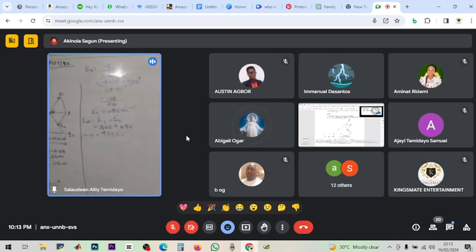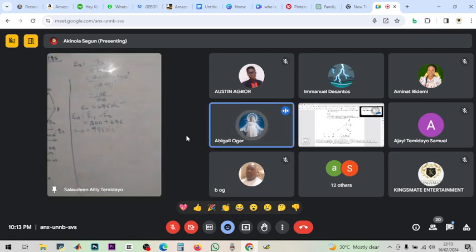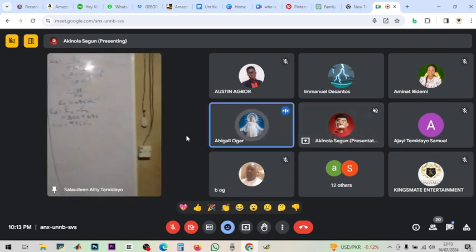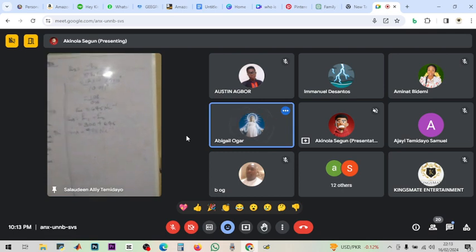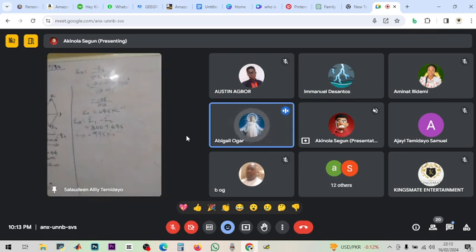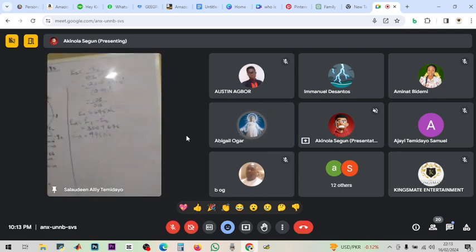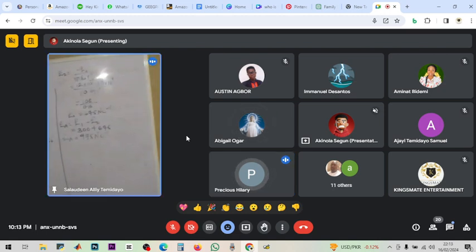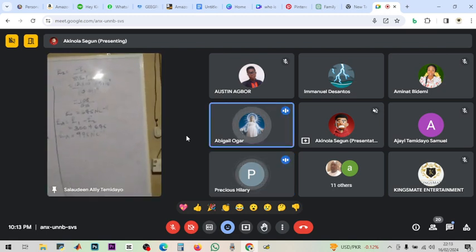I have a question. 0.04 squared: you are doing it with your head and it gives you this one. But if you try using the calculator, it gives something different. Why is that? Is it zero point zero one six?